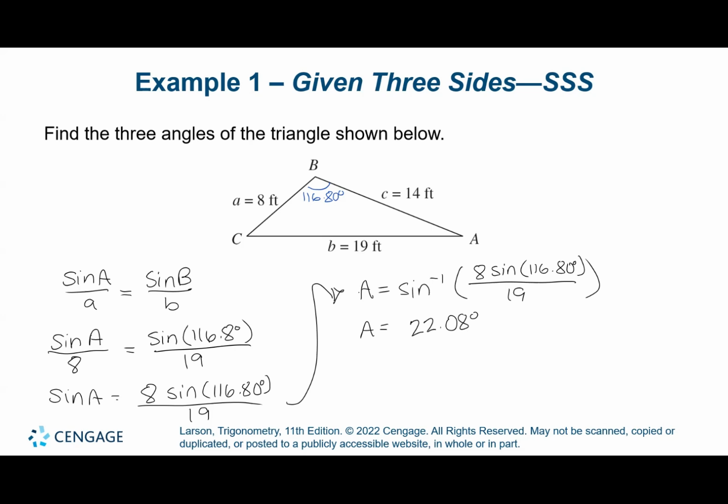All right, so for the triangle, there's only one piece of information left, and that is the measure of angle C. I can do that without any of these laws because I know A plus B plus C has to equal 180 degrees. So C has to be 180 degrees minus A plus B. That will give me 41.112. And now I have solved the triangle. I found all three angles.